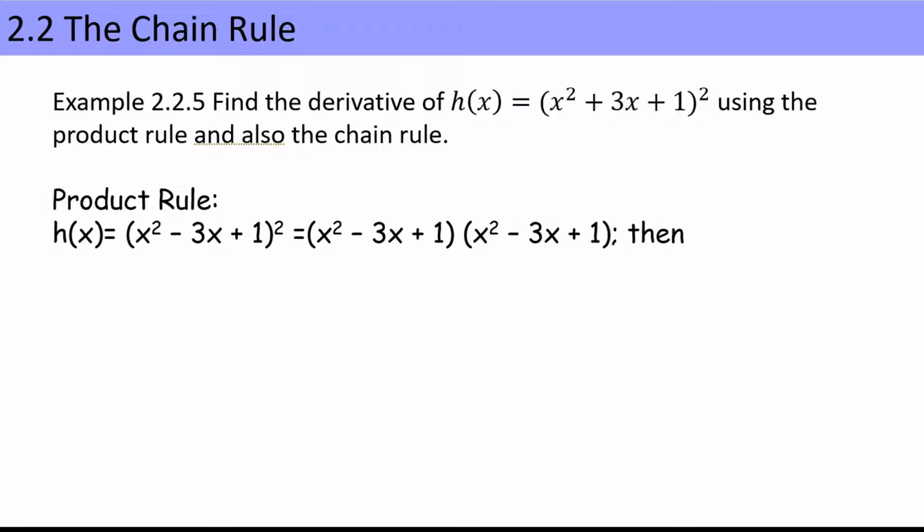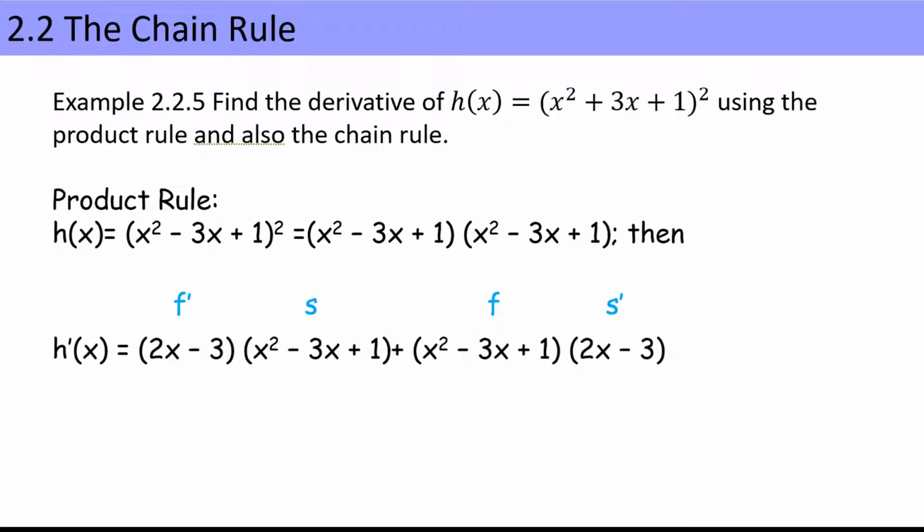The product rule is the derivative of the first function times the second plus the first function times the derivative of the second. So h prime of x would equal the derivative of x squared minus 3x plus 1, which is 2x minus 3. Then we write the second function, which is x squared minus 3x plus 1. Then plus, we'll list the first function, x squared minus 3x plus 1, and take the derivative of the second function, which would be 2x minus 3.